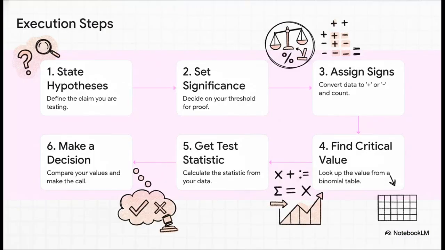First, you state the 2 competing stories, the claim and what you think is really going on. Then, you set your standard of proof. That's your significance level. Step 3 is the easy part, just assigning those pluses and minuses. 4 and 5 are where you crunch a couple of simple numbers. And finally, step 6, you compare those numbers and you make the call.